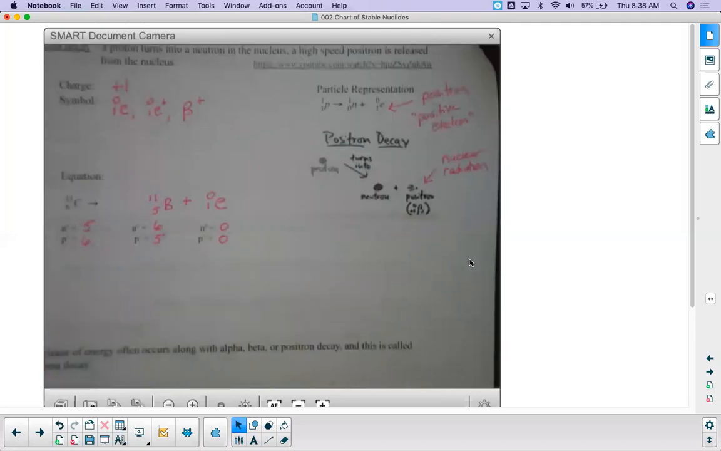Those are your 3 big types of radiation that happen when things undergo radioactive decay. So you can change an element, but you only have 3 choices. Lose 2 protons, lose 2 neutrons. Change a neutron into a proton. Change a proton into a neutron. That's it. That's the sum total of all the possibilities here.